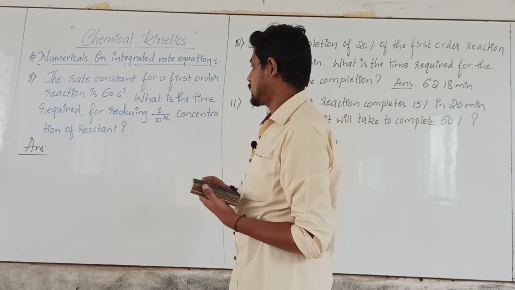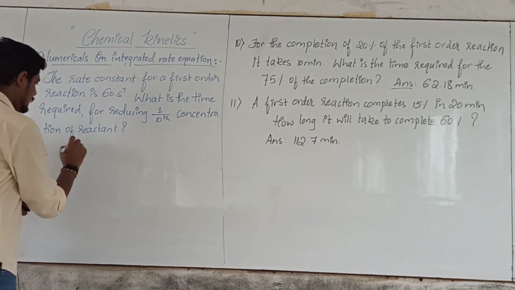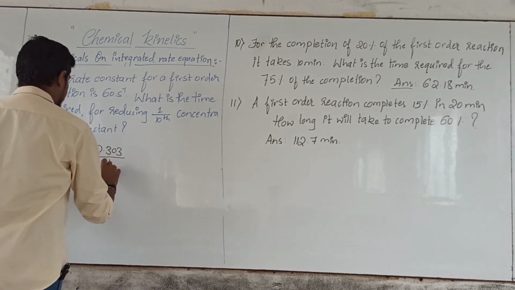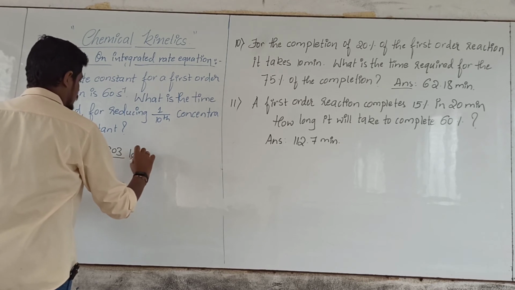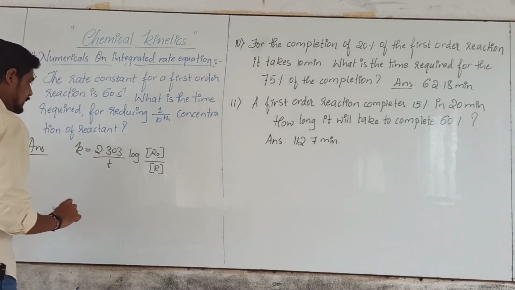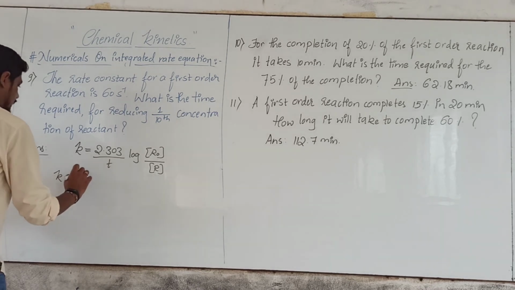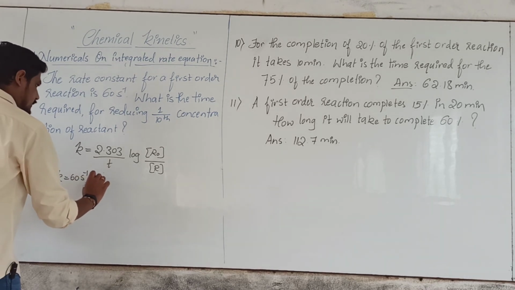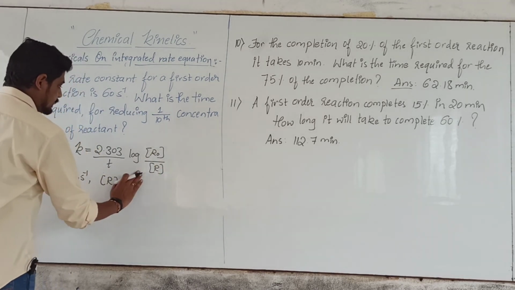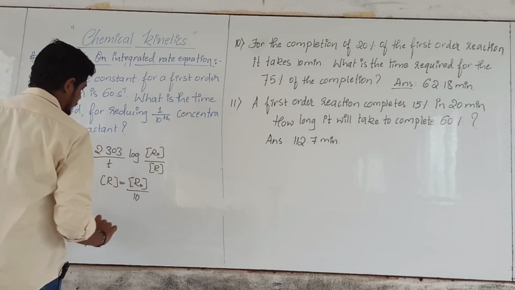How do we solve it? Again write down the integrated rate equation: K is equal to 2.303 divided by T log of R0 divided by R. This is the formula. Now we have to calculate time. K they have already given, 60 per second. Then R is 1/10 of R0, that is R0 divided by 10.